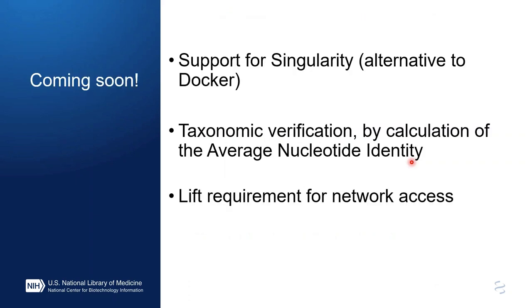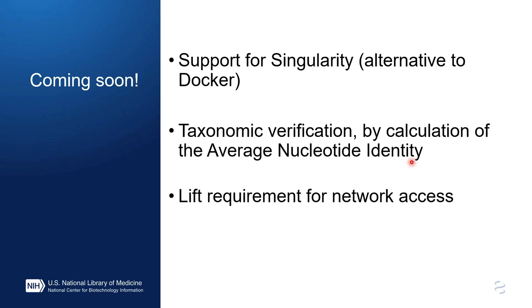So moving on to what is coming soon. There are a couple of things that we've been hard at work on. First is support for Singularity as an alternative to Docker. The advantage of Singularity over Docker is that it doesn't require root access. The way things are going to work is that we'll still package the image in Docker. However, when it comes to running the pipeline, the container instantiated will be a Singularity container that doesn't require root.